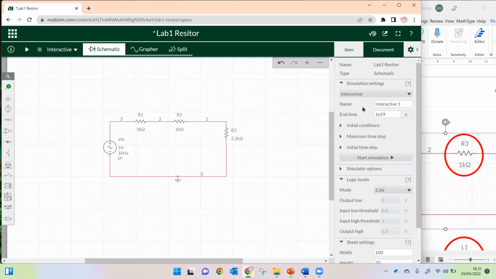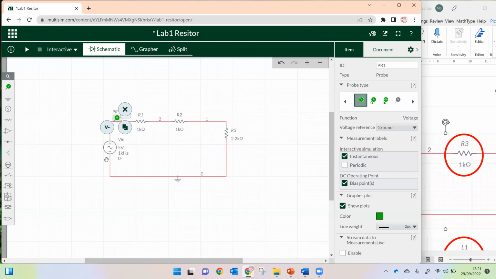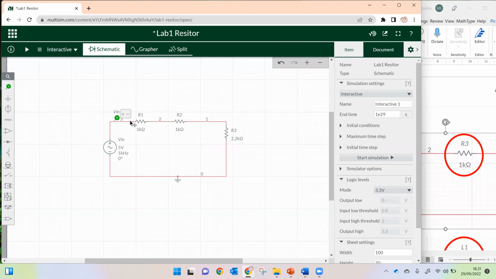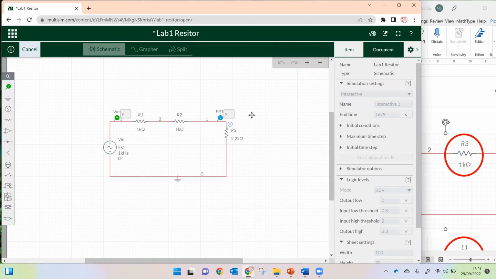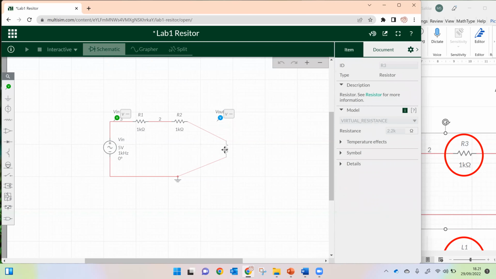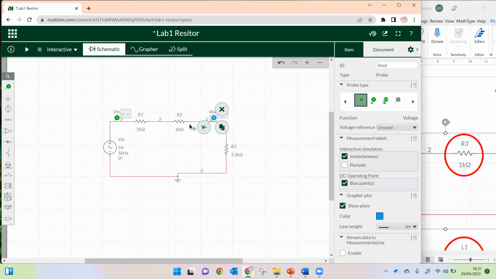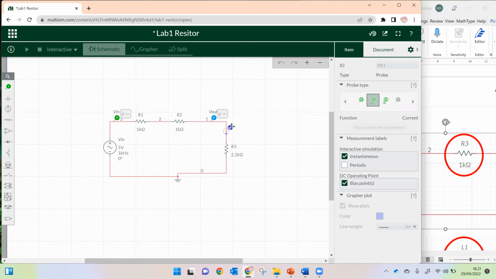Then we need a voltage probe, and we are connecting it at the input, so we will write it here, V input. Then I need another voltage probe, this is the output. I will connect it here, and write its name as Vout. The third one I will connect here, this is for the current. I will write the name I out.